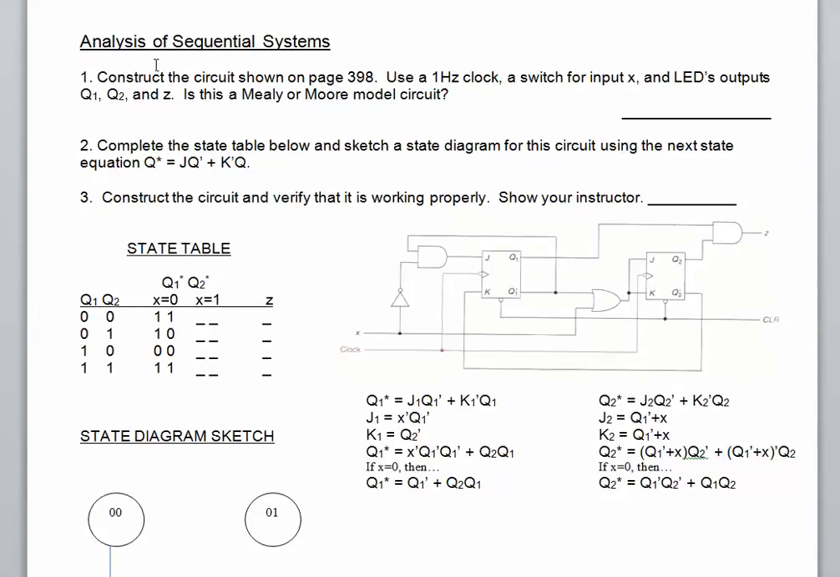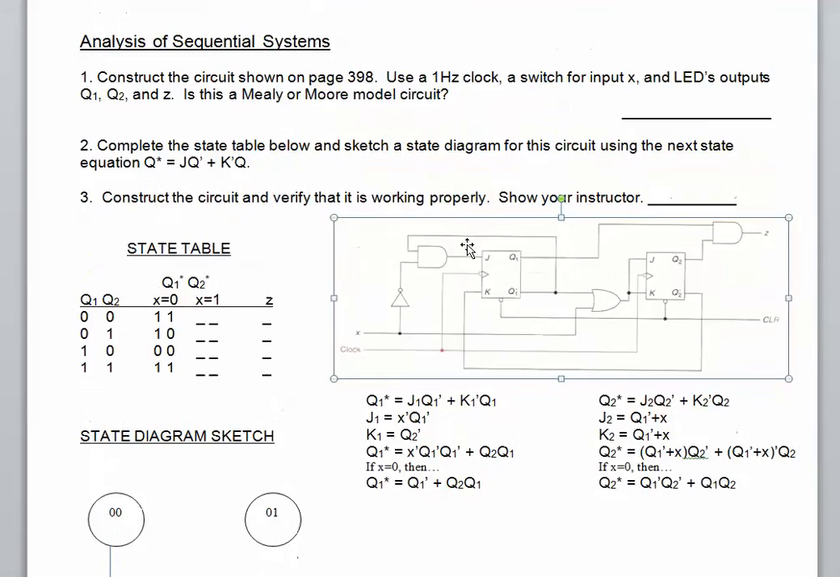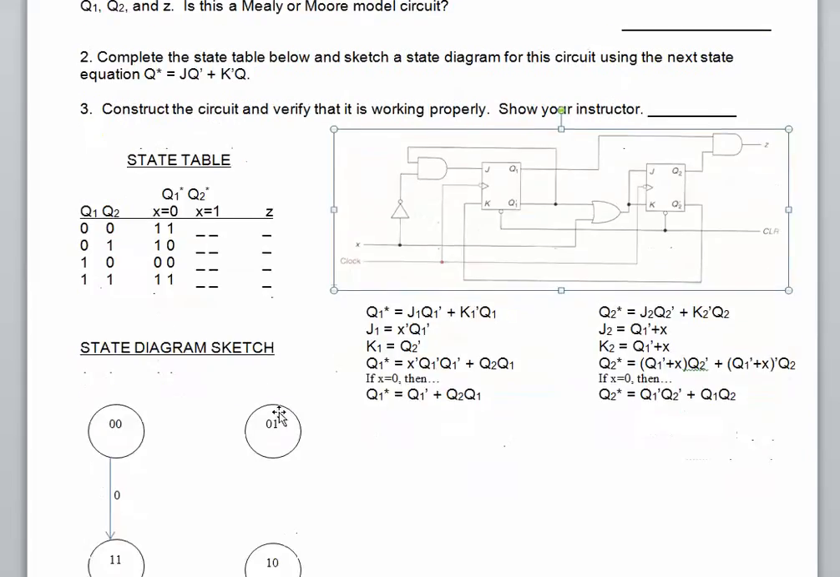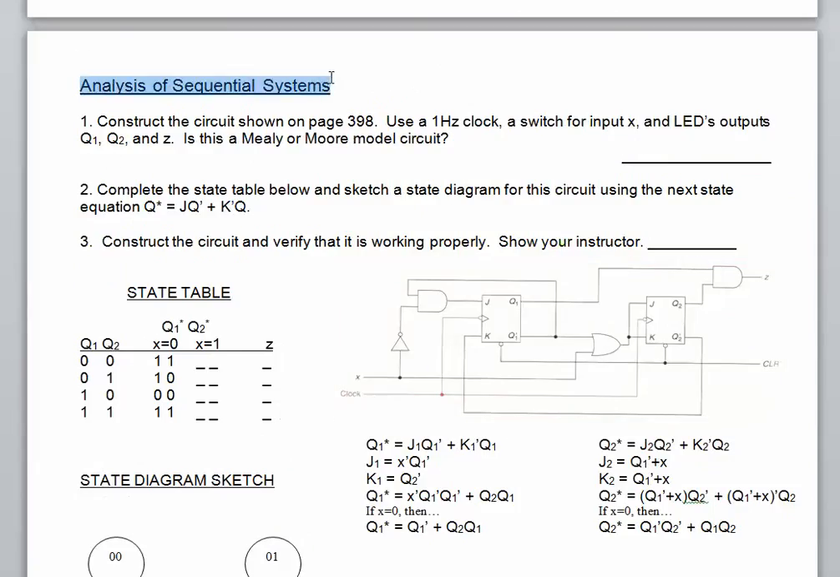All right, on page 3, we looked at analyzing sequential systems. What that meant was looking at a circuit like this and then coming up with a state diagram that describes how it behaves. It's almost like reverse engineering. You look at the circuit and figure out what it does. So that's analysis of a sequential system.